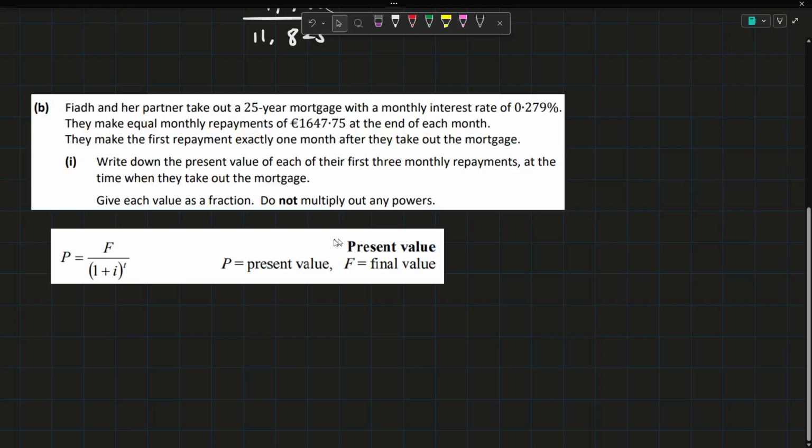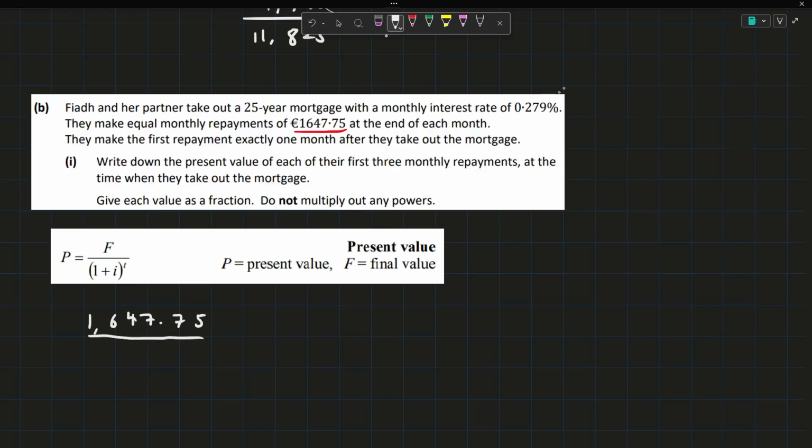42,175 euros. For the next part, we have to write out the present value of 3 repayments. We're given some information. There's a formula in the tables book for the present value, and here it is. For the first month, it's going to be the final value, which we're told the monthly repayments are this much. So that's what our final value is: 1647.75.